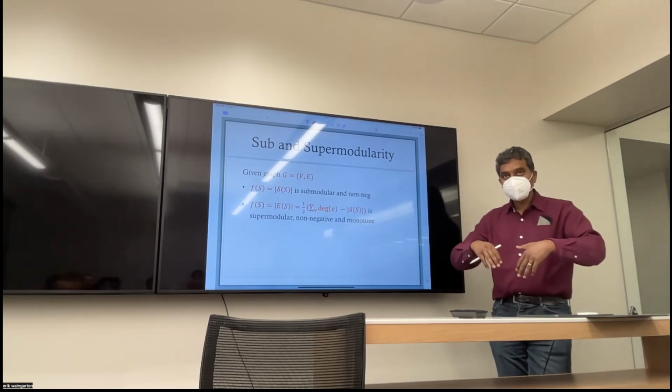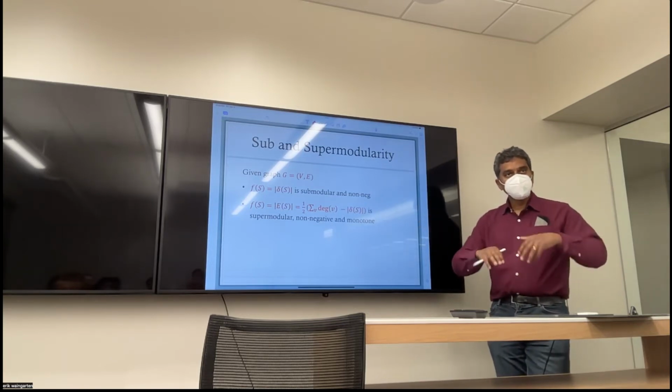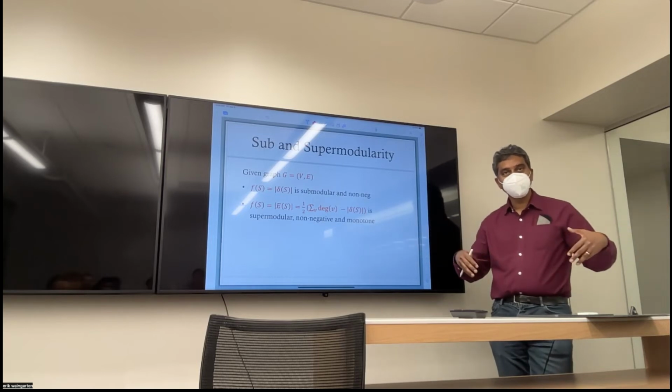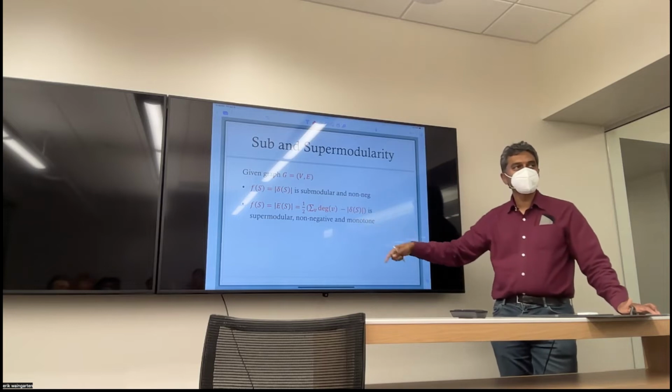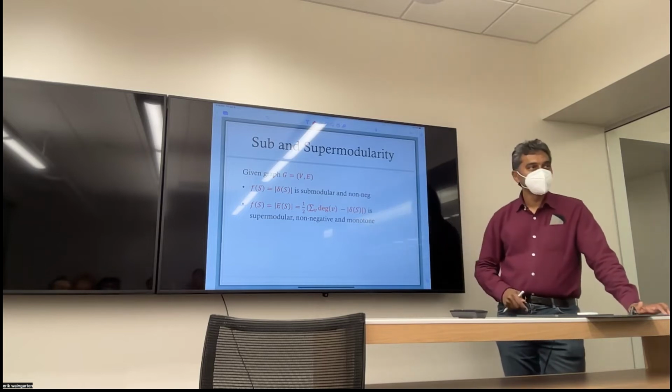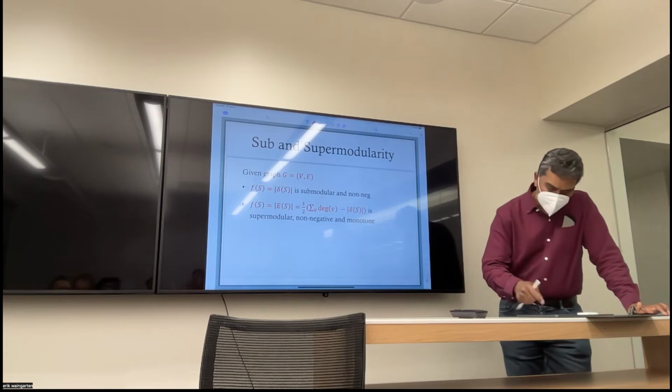Right? The number inside is the degrees minus what's leaving, divided by half. Yeah. And so this is modular, this is submodular, so this is supermodular. But it's also monotone, which this is not. Yeah. Okay, that's good.